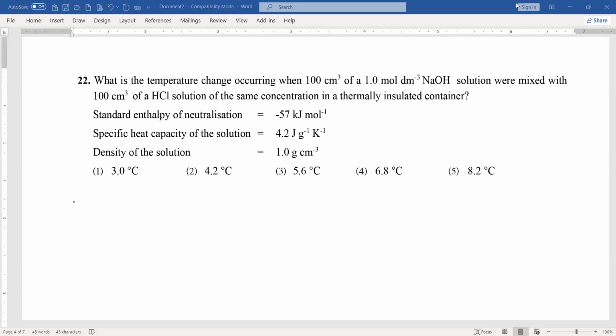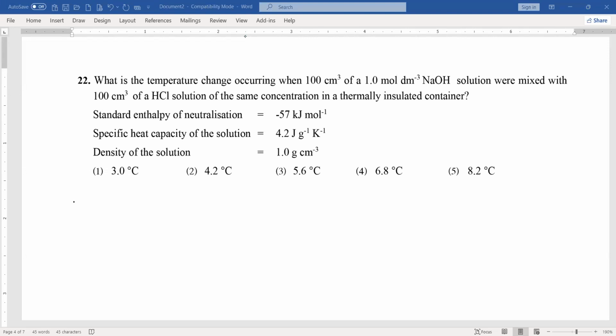What is the temperature change occurring when 100 cubic centimeters of 1 mole per dm³ sodium hydroxide solution were mixed with 100 cubic centimeters of HCl solution of the same concentration in a thermally insulated container.